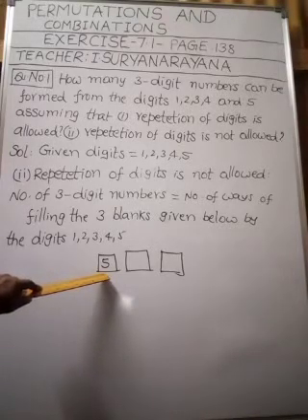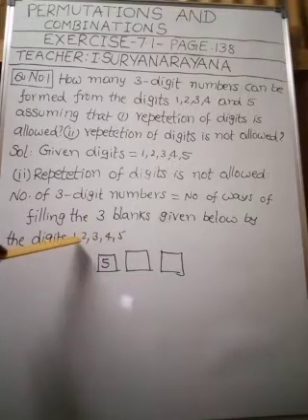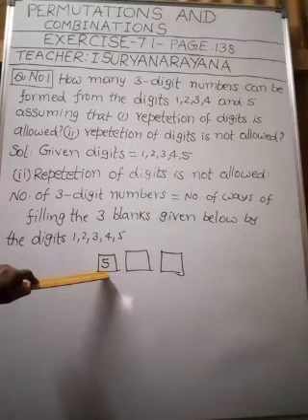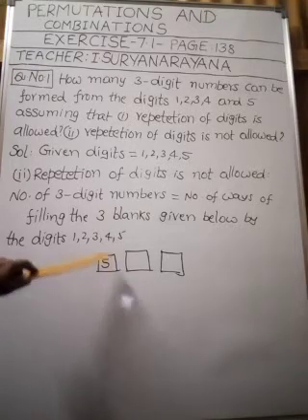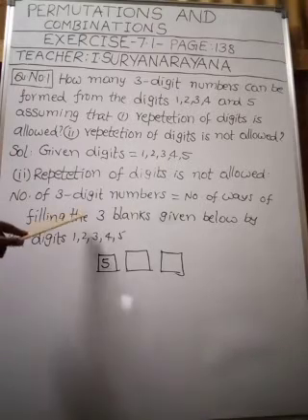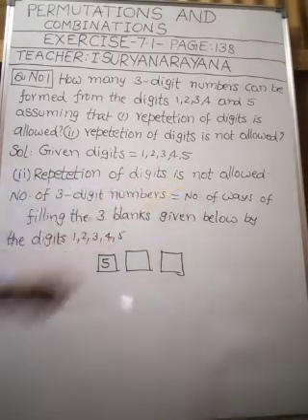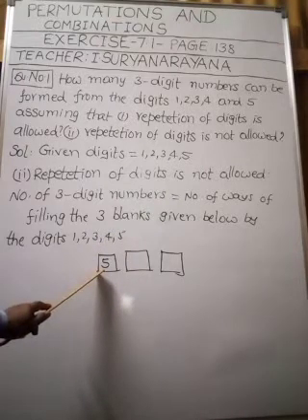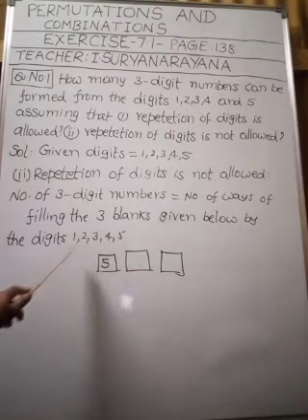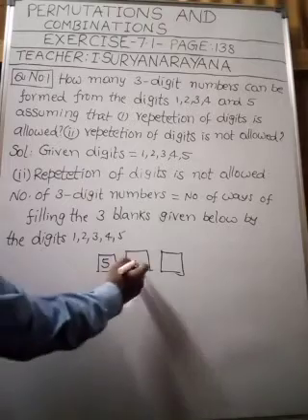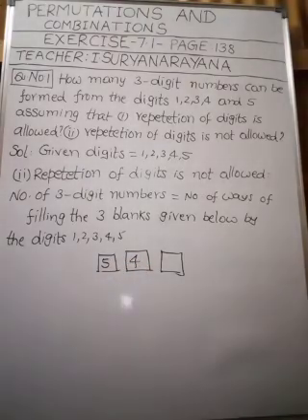Okay, my children. Now come to the tens place. Here one digit is used in the hundreds place, so only four digits are there in our hand. Okay, my children, because here repetition of the digit is not allowed. So if one digit is used here, we should not use that again. So only 4 digits are there in our hand. So the tens place can be filled by the remaining 4 digits in 4 ways.